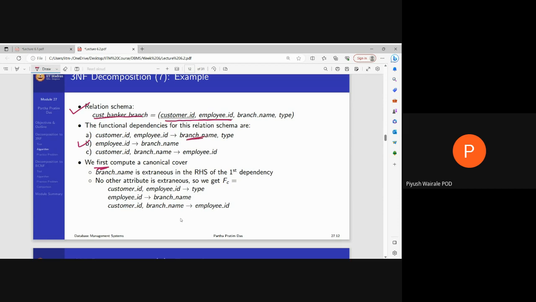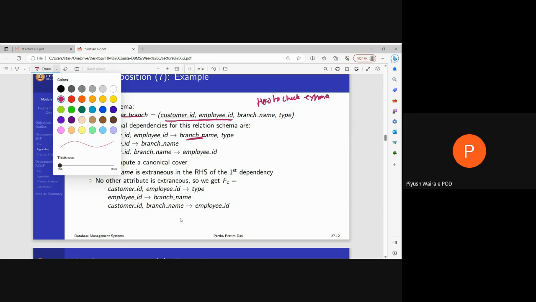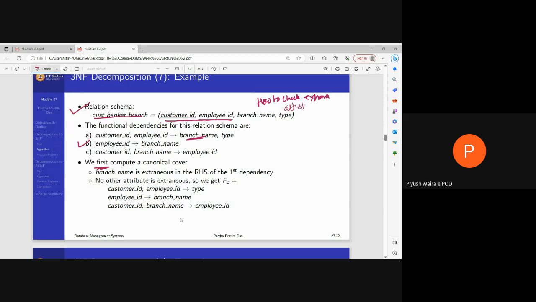So how to check? We have discussed how to check an extraneous attribute on the left hand side. The left hand side is simple, right? A, B determine C. Take the closure of A. If C is there, B is extraneous. Otherwise, take the closure of B. If C is there in the B closure, A is extraneous. But how to check in the case of the right hand side? Does anyone tell me?